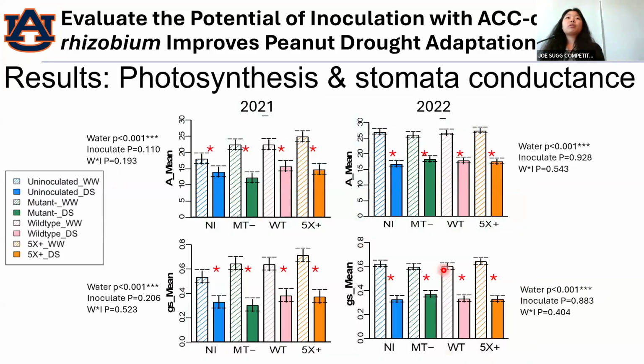So we measured multiple times for photosynthesis and stomata conductance. We averaged the value. So the result is showing that the drought did significantly reduce the photosynthesis and the stomata conductance. But we didn't see any significant effect from the inoculation. So that means the drought reduced the photosynthesis and stomata conductance no matter what inoculation treatment there was.